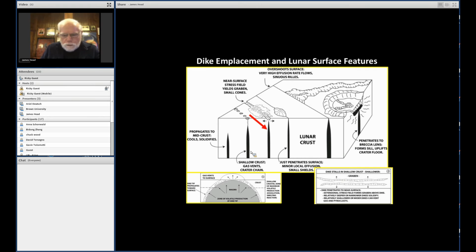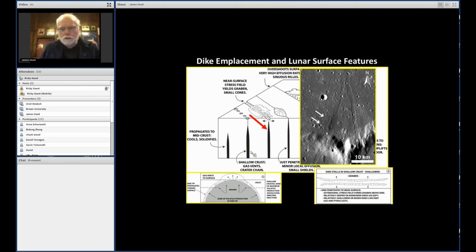And one of the places that we think this is going on is, in fact, just south of the Apollo 14 site in the Rima-Perry region. You can see on the left here that at the arrows, there's a series of cones and deposits that are obscuring the graben. And we think that's due to a configuration in which the dike almost gets to the surface, creates a stress field, drops the block down, and then some gas-rich magma comes up along the side to create these types of cones.